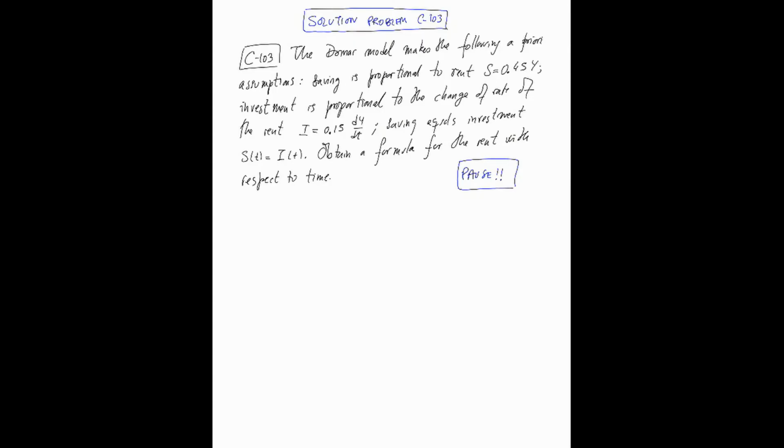Okay, the problem goes about three economic quantities: savings, investment, and rent, which depend on time as the independent variable. And we have certain assumptions. First of all, the savings are 0.45 y, the rent. Here, we have investment is 0.15, the change of the rent.